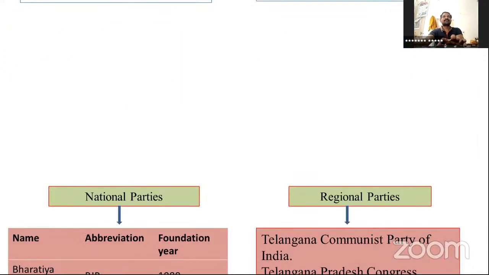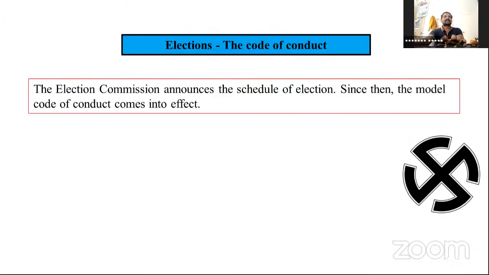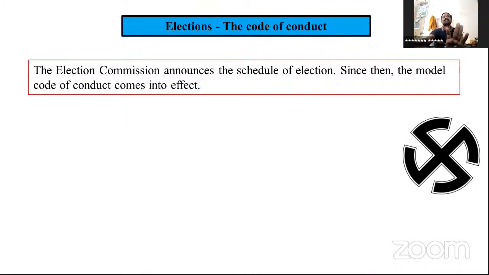Okay, national party and regional party we have discussed. Next, coming to the elections, the code of conduct. The election commission announces the schedule of election. Since then, the code of conduct comes into effect. When the election commission announces the schedule and notification, then it takes effect immediately, that code of conduct. It is called the model code of conduct.